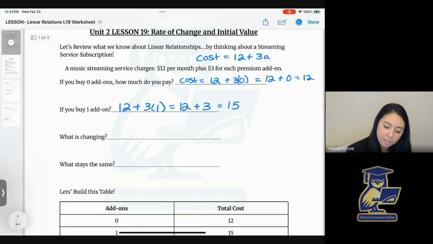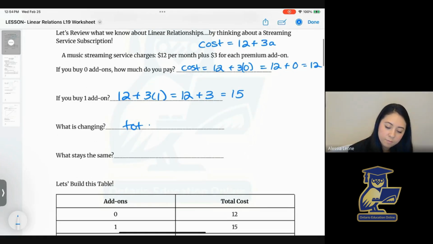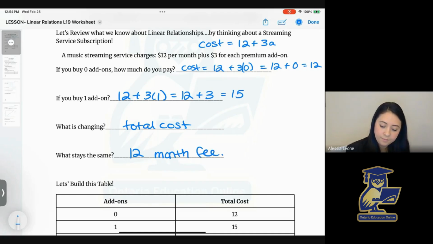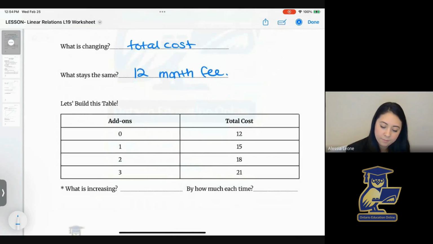So what is changing here? Our total cost is changing. And what is staying the same? Our $12 a month fee. Let's build this table. If we have 0 add-ons, it would be the $12 fee. If we have 1 add-on, it would be $15. 2 add-ons, $18. 3 add-ons, $21. So what is increasing? It's the total cost.